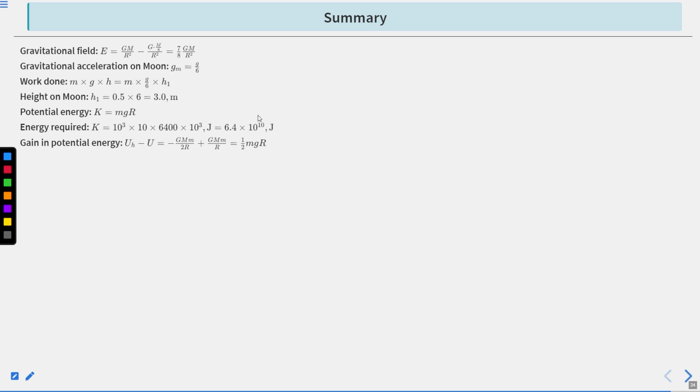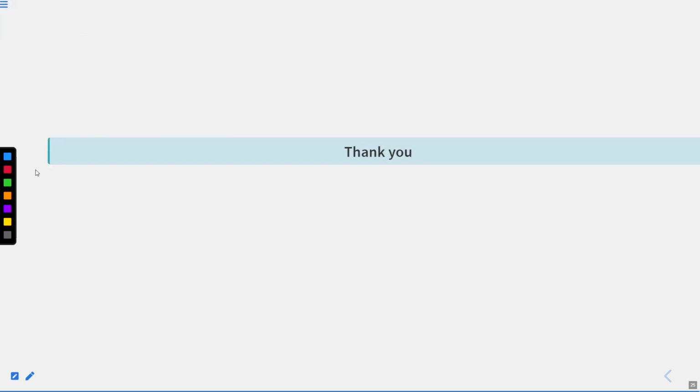Next, the summary. The formulas we learned while solving the questions are: gravitational field, gravitational acceleration on the Moon, work done, height on the Moon, potential energy, energy required, and gain in potential energy. So we solved questions and learned these formulas. Thank you.